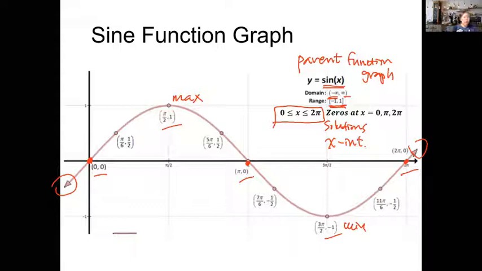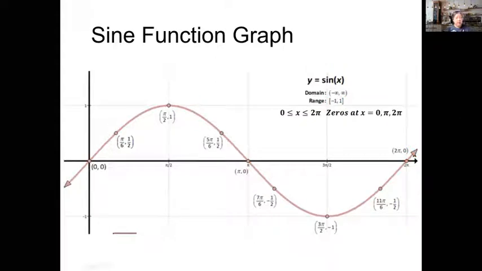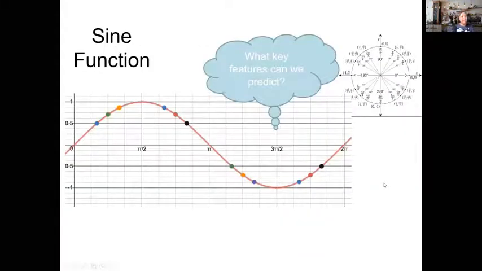Okay, any questions so far? All right. Then let's take a look at any key features from the sine function graph, okay? So what key features can we predict? We already talked about 3 different key features from this type of repeating, recurring situation, it was 8.1, right? Okay.